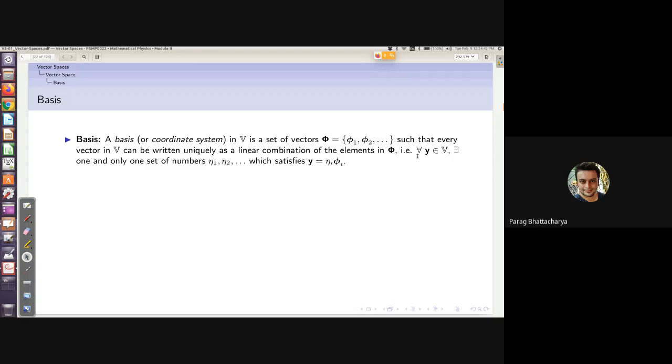Such that for all y belonging to the vector space, there exists one and only one set of numbers which satisfies this relation. Suppose I have a member y in this vector space, then you can only find one set of numbers, eta1, eta2, and so on, which satisfies this equation, that is y is equal to eta_i phi_i. By the way, are you all familiar with this notation?